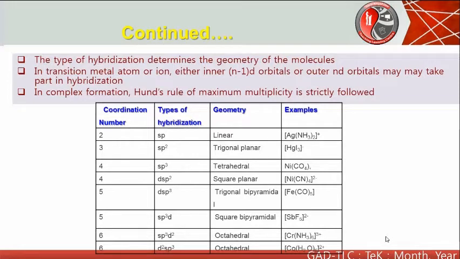In a transition metal atom or ion, either the inner (n-1)d orbitals or the outer nd orbitals may take part in hybridization. In complex formation, Hund's rule of maximum multiplicity is strictly followed.